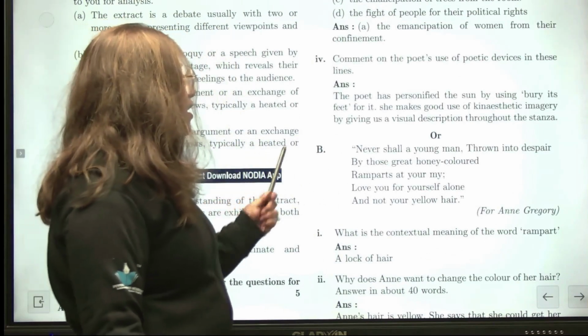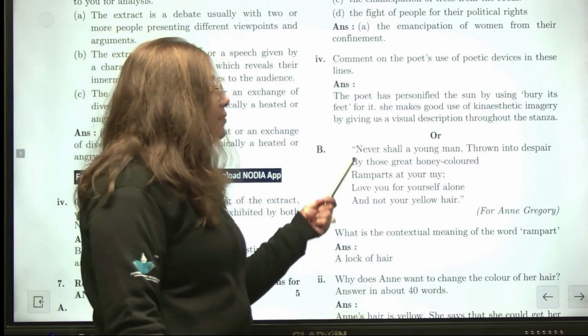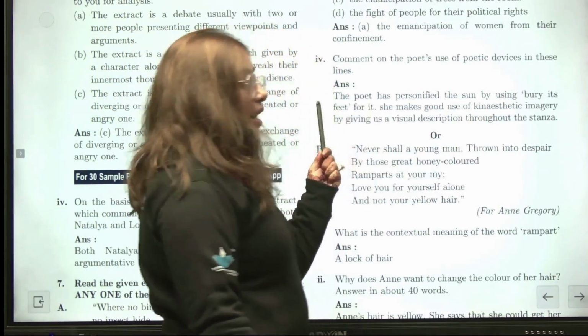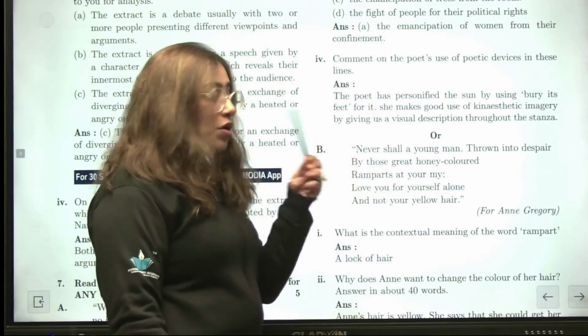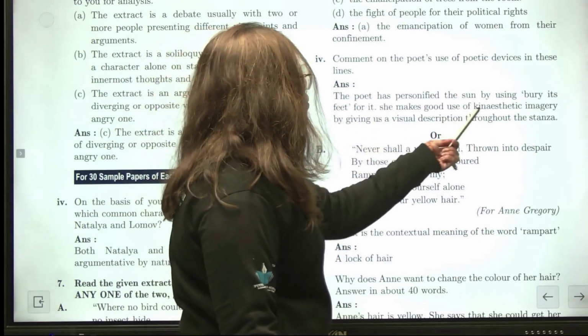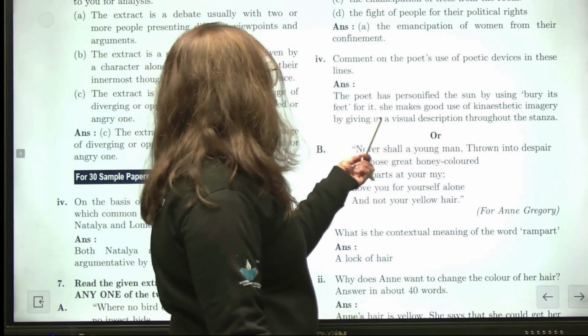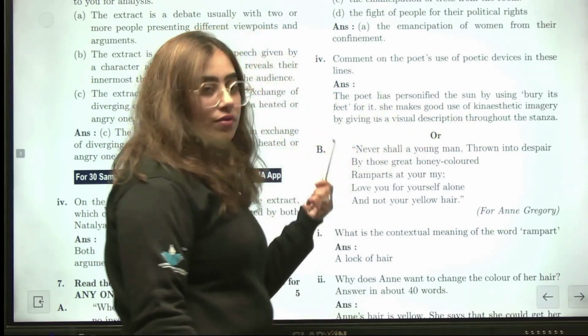अब poet ने क्या किया? The poet has personified the sun by using bury its feet. अब sun की feet तो है नहीं, तो यहाँ पे person की quality डाली है, तो personification use किया है. She makes good use of kinesthetic imagery by using as a visual description throughout the stanza.